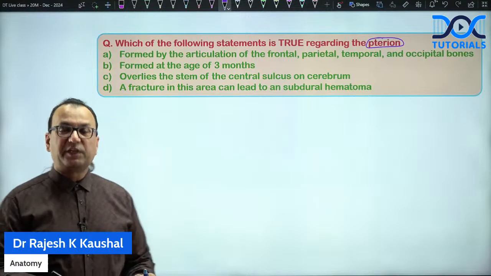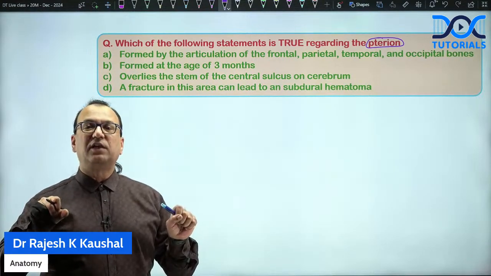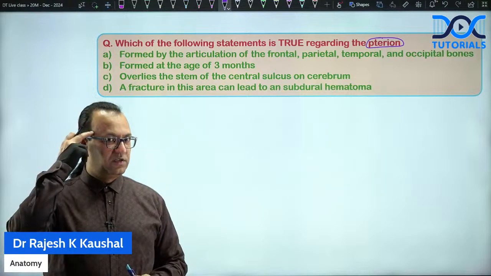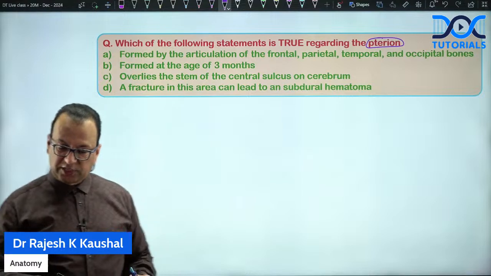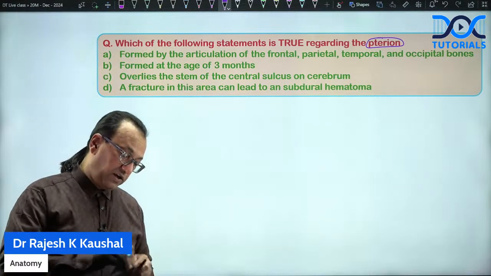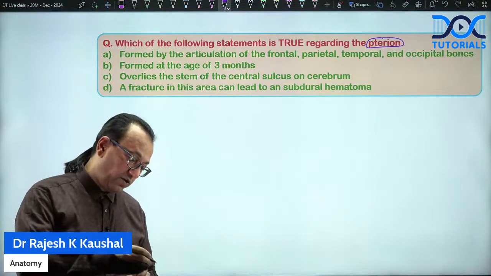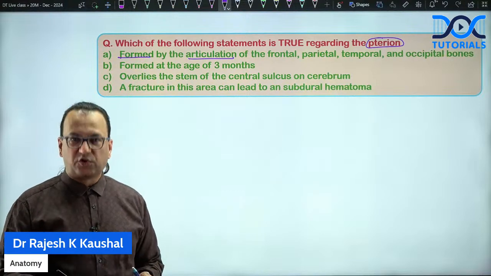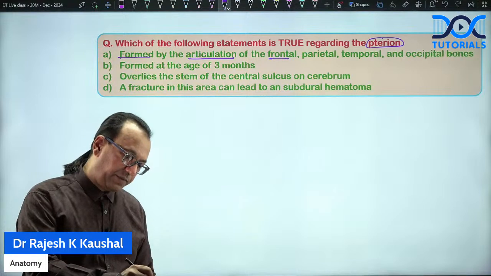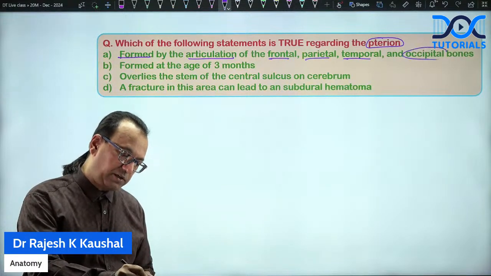One of the person riding a bike without helmet, road traffic accident, fracture here and a bleed. So that kind of questions come. So what do you think? Which of the following is true regarding the pterion? Is it formed by the articulation because it is H-shaped suture, 4 bones are there? Is it formed by frontal, parietal, temporal, and occipital?